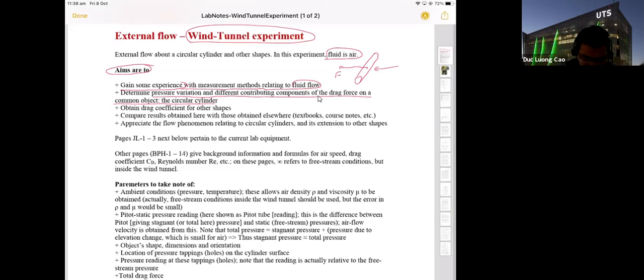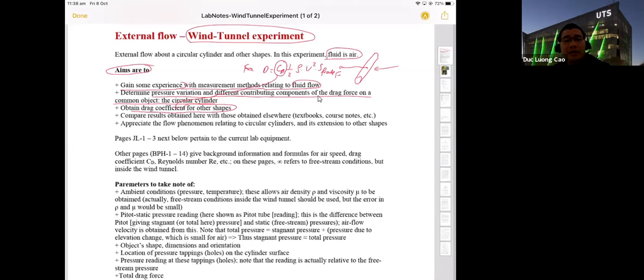You obtain the drag coefficient for the other object. You have the equation of the drag force, F or D. I use D, that's easier. D equals CD, the drag coefficient, times 1/2 rho V squared times S, the frontal area. So that is the equation of drag force. The drag force depends on the drag coefficient, CD.